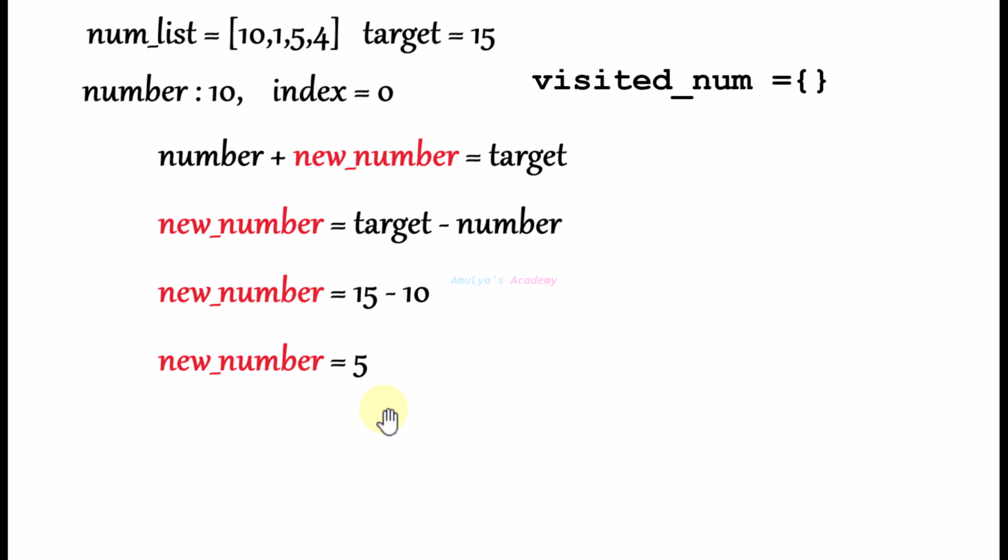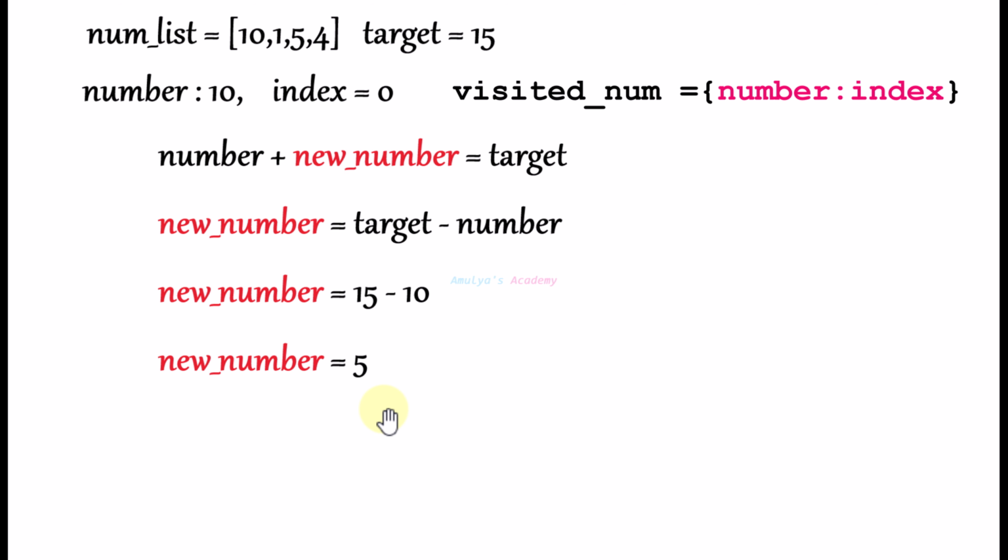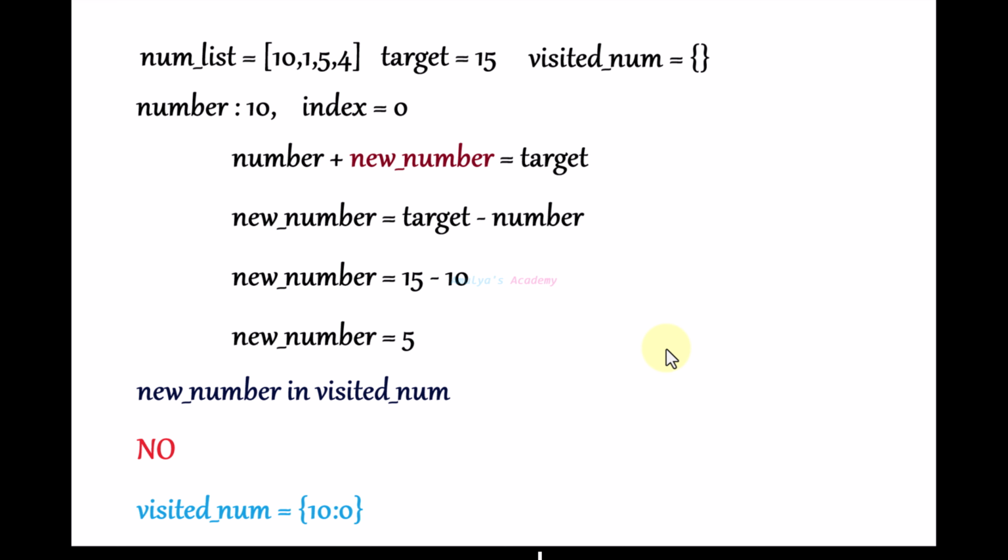First, we will create a dictionary, initially empty, to remember visited numbers and their indices. Here we will create a dictionary to keep track of numbers we have already visited. Keys are the numbers from the list. Values are their indices. Next, we will see whether the new number is present in the visited dictionary. Here initially the dictionary is empty, so no. Then add the number and its index to the dictionary. That means we are marking that number as visited. We will add the number and its index to the dictionary like this.